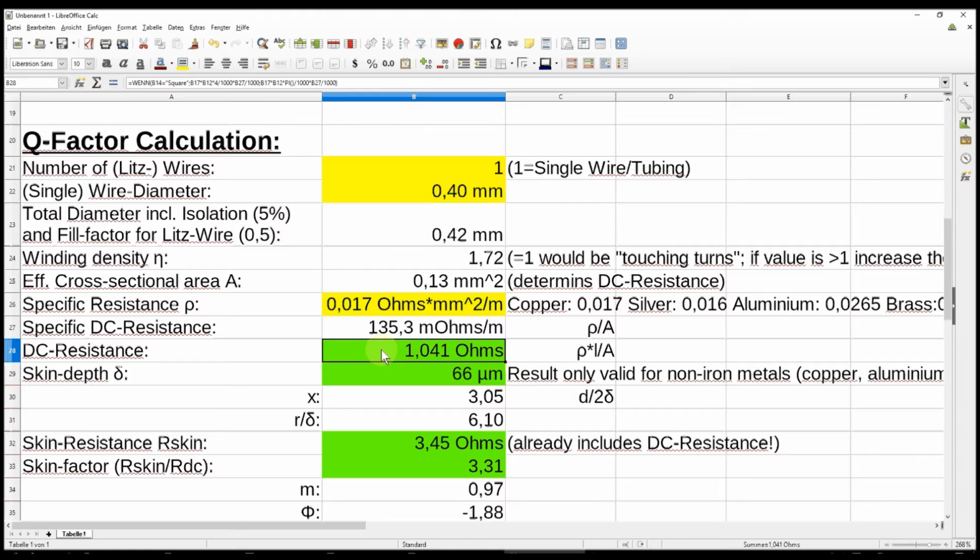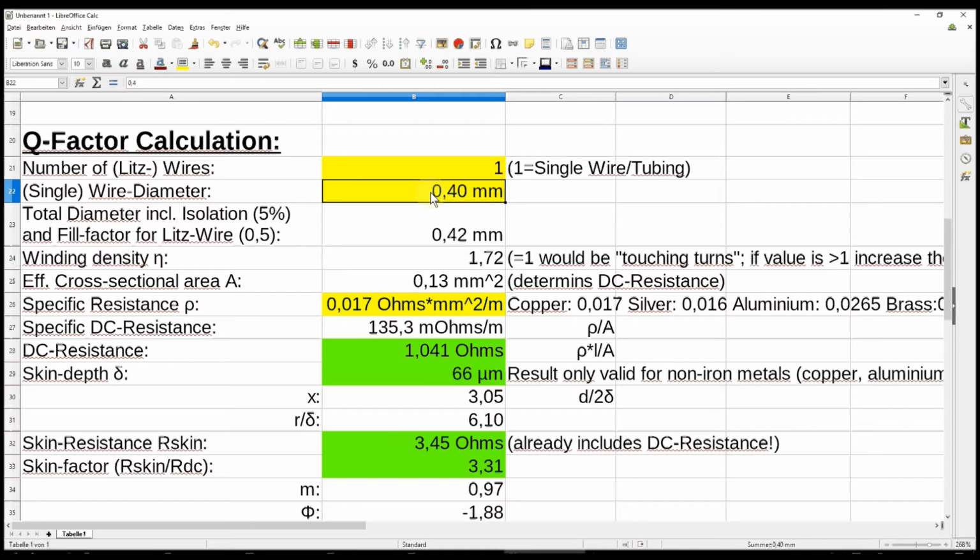And now we can see the DC resistance, if we would use truly thick copper wire, would be 1 ohm, which is quite okay, but the skin depth is only 66 micrometers. And the skin resistance is in fact 3.45 ohms. So the SkinEffect raises the DC resistance even of a relatively thick 0.4 millimeter wire, even at the relatively low frequency of 1 megahertz, even 3.3 times.